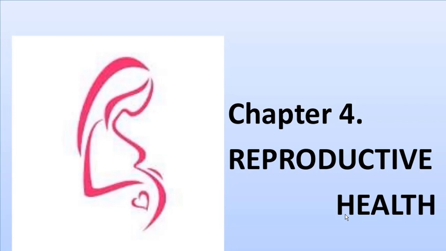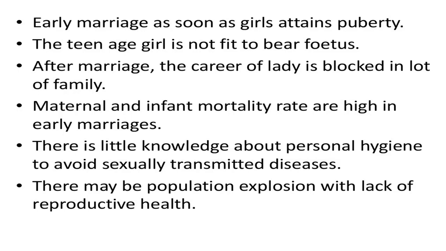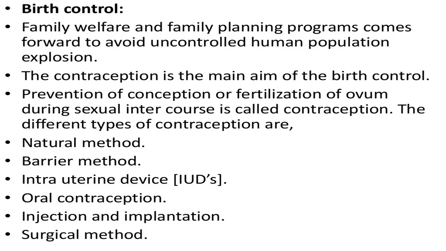So let's see what this is. There are various contraceptive methods. Contraceptive methods are basically the methods which prevent the meeting of sperm and egg during sexual intercourse. This prevention of conception or fertilization during sexual intercourse is said to be contraception. There are different methods: natural methods, barrier methods, intrauterine devices, oral contraception, injection and implantation, and surgical methods. Let's discuss each of these in detail.